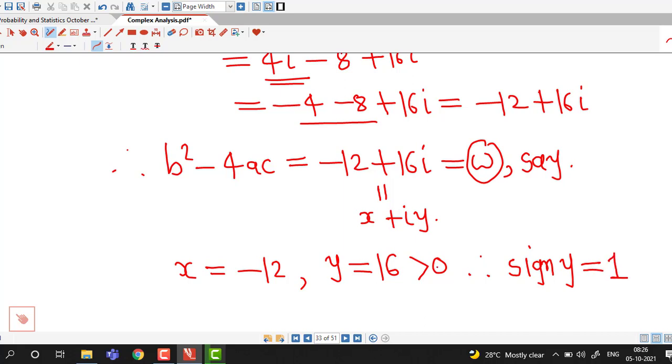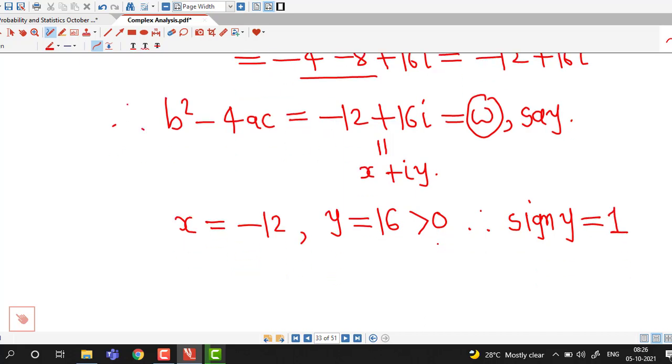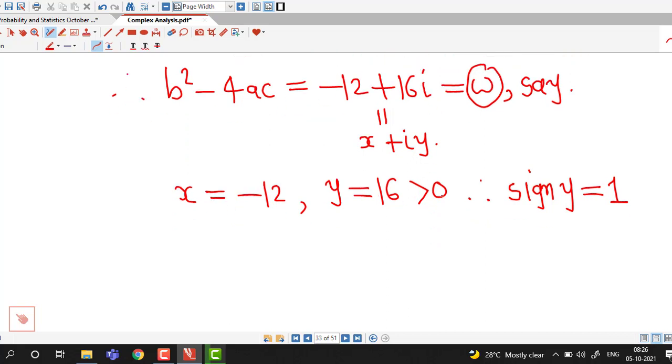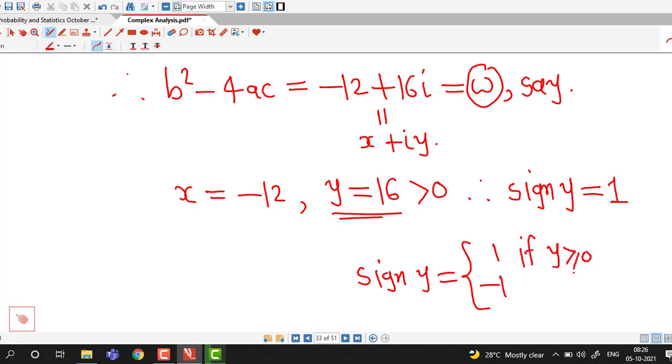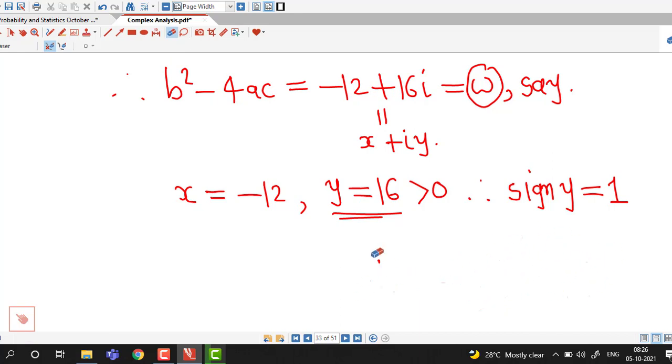We have discussed how to find the square roots of a complex number. So in that formula we require this function sign y, equal to 1 or minus 1. This sign y is 1 if y is non-negative, and it is minus 1 if y is less than 0. So here y is positive, therefore we consider sign y equal to 1, and we require the absolute value of this complex number w also.